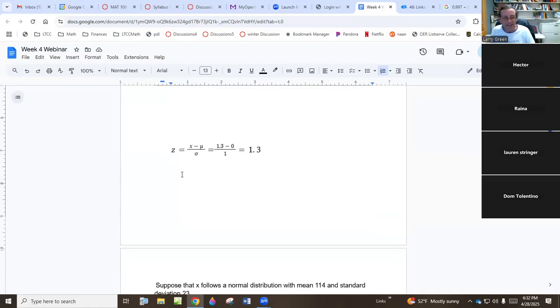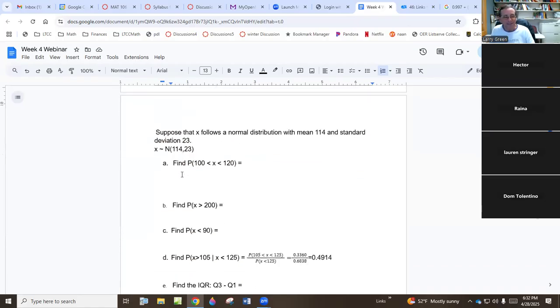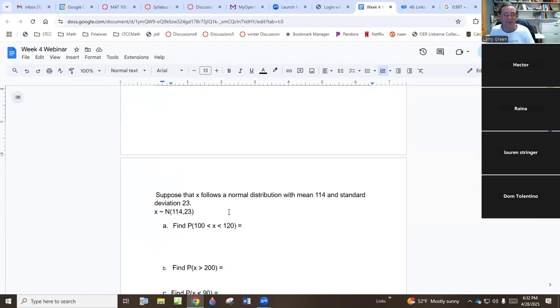Okay, so now let's get into not the standard normal distribution. Let's get into general normal distributions. So suppose that x follows a normal distribution with mean 114 and standard deviation 23. Okay. So the way we write this is we write x tilde N, parenthesis, 114 comma 23, end parenthesis.